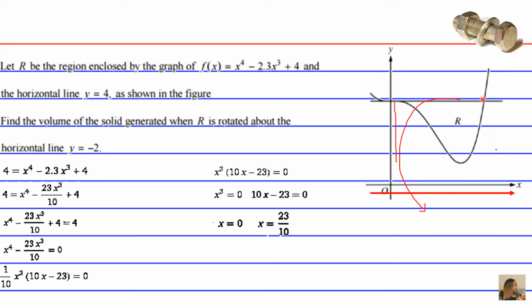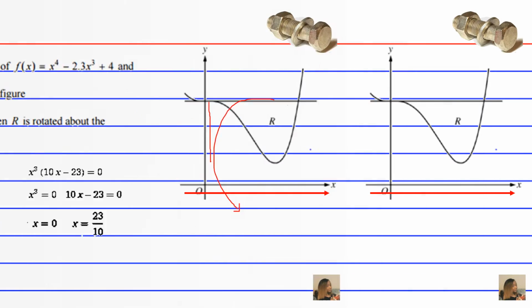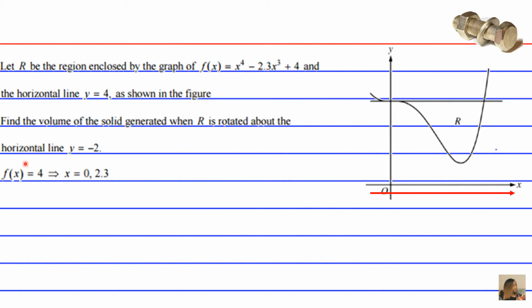So these are our bounds of integration: 0 over here, and 2.3, or 23 over 10, over here, okay? This is the region that we're integrating over as we rotate this solid, creating a voluminous mass. All right, now that we've gotten that out of the way, I'm going to show you the integration equation. Our bounds of integration are 0 and 2.3, which are also the solutions to this equation, okay? Now it's time to figure out the radius.